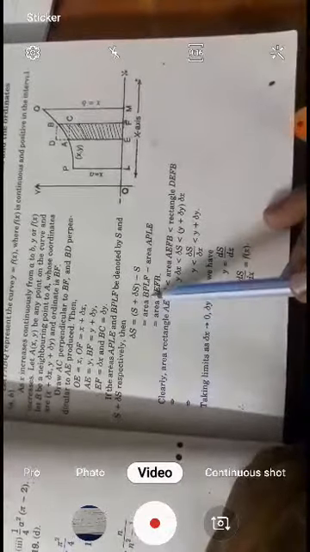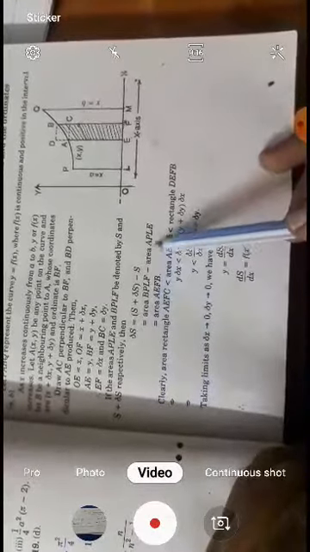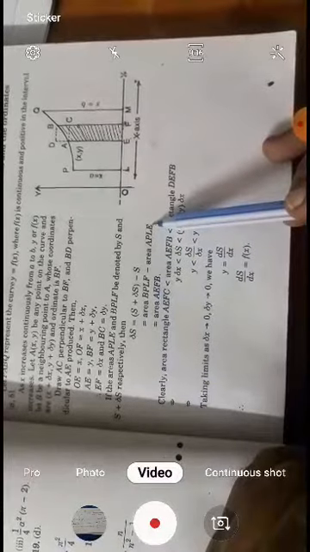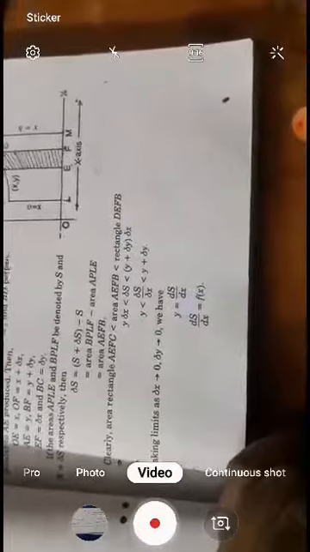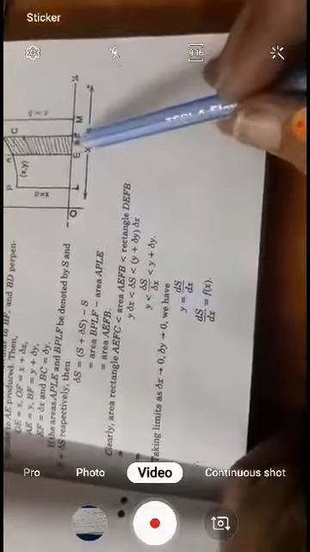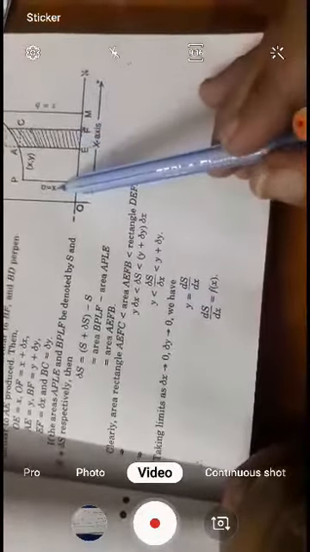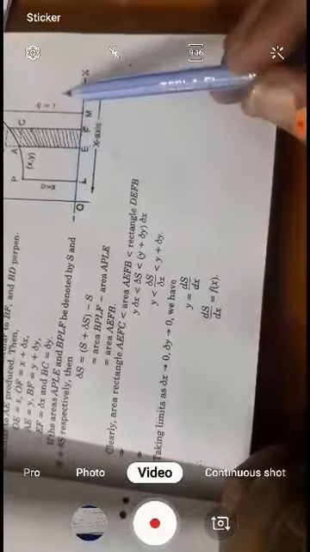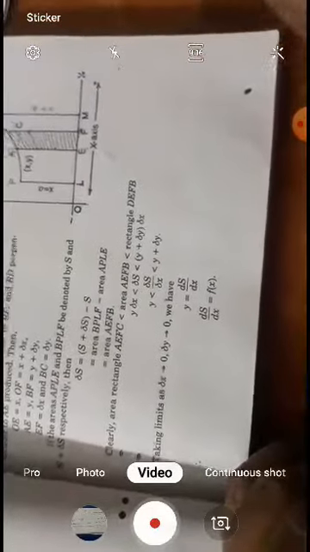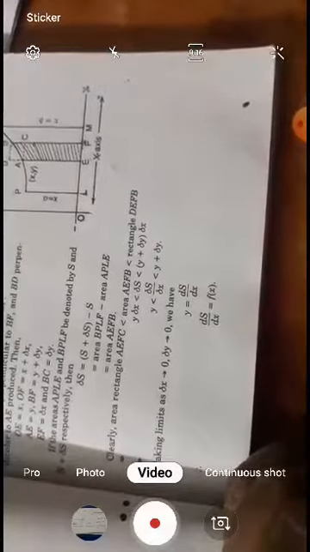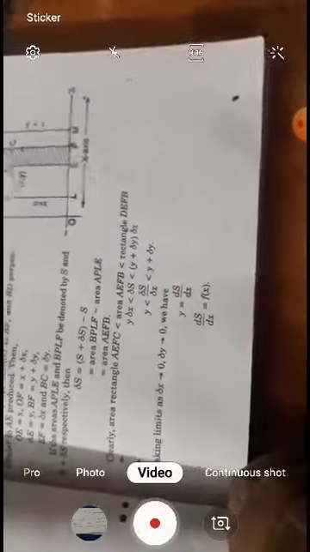Area of BPLF minus area of APLE, दोनों को माइनस कर देंगे, उसके बाद इसको सिंप्लीफाई कर लेंगे. This is the procedure by which we have to find the limits a and b. These are the limits and this is the curve. अब इसको कैसे सॉल्व किया जाता है, how to solve these questions, it depends upon the question.